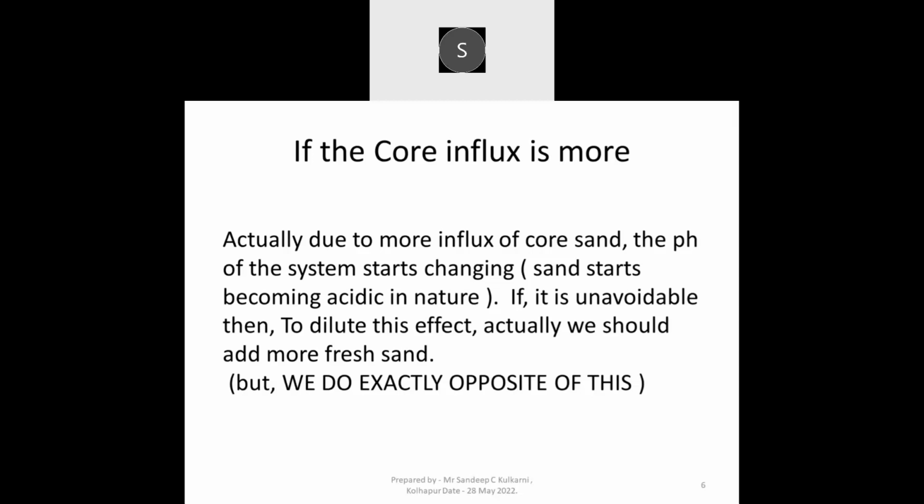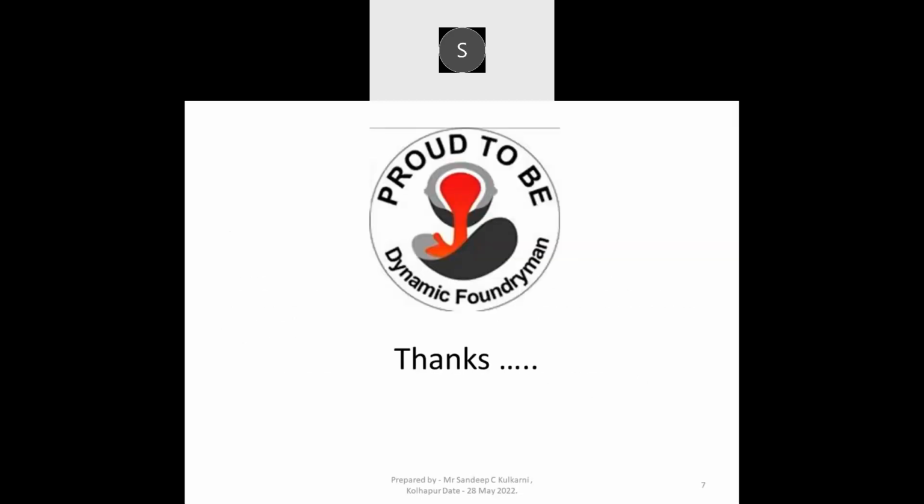Considering there is core influx going inside the sand, we stop adding fresh sand, and this will increase your pH, or the pH is going towards acidic nature, and it affects your sand properties. It also affects your oolitics percentage. It increases the oolitics percentage. So it's very important to add fresh sand or new sand in the system.